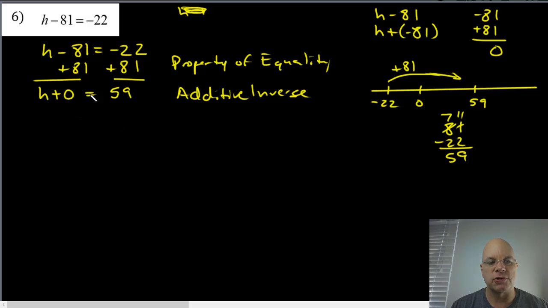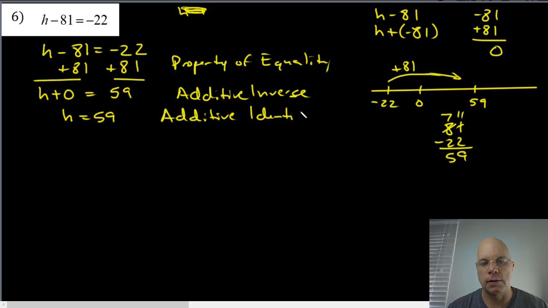So then h plus 0 is 59, so h is 59. H plus 0 is h, the identity of h. So this is called additive identity. You can add 0 without changing the identity. And so that's the additive identity, but we still need to check our work. So here's our verify step.